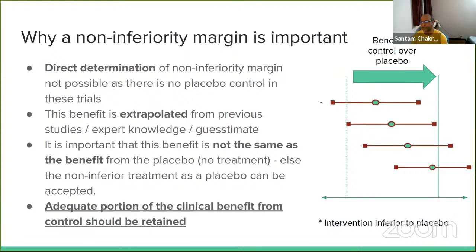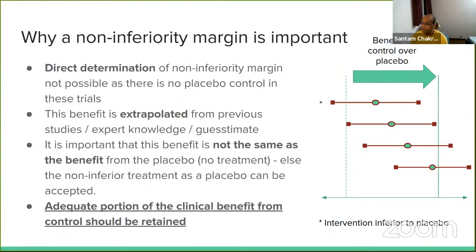Now, unfortunately, this is not ethical, and as a result, we will always have non-inferiority trials with an active control. Because of this, the benefit that we are proposing for the active control is extrapolated from previous studies, expert knowledge, or as a guesstimate. And therefore, it is important that the magnitude of the non-inferiority margin is not the same as the benefit that you get from the placebo.